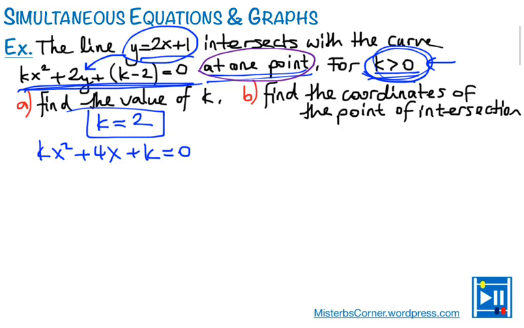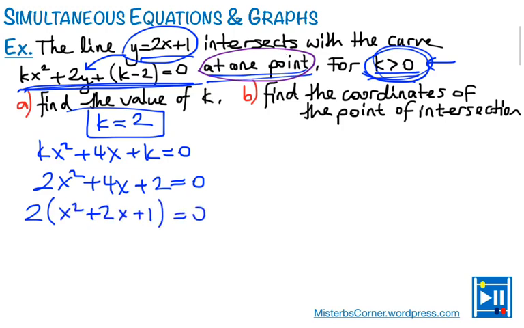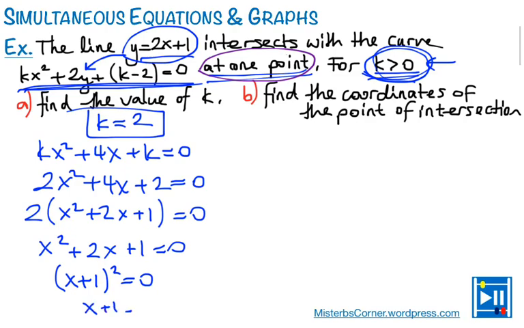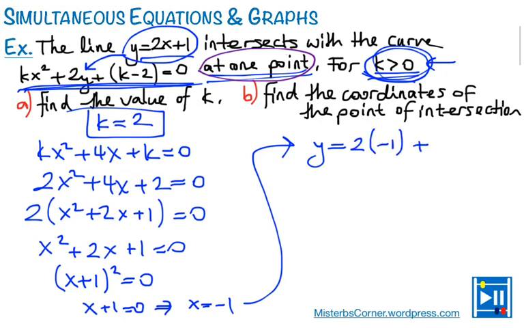Right, so this equation will become 2x squared plus 4x plus 2 equals 0. If you take out a factor of 2, you end up with x squared plus 2x plus 1 equals 0. Of course, you get rid of the 2 later, and you're going to end up with this, which is basically (x plus 1) squared equals 0, where you could find the value of x to be negative 1. So for x is negative 1, y is 2 times negative 1 plus 1, which is minus 2 plus 1, giving me minus 1. So basically the coordinates of the point of intersection are (minus 1, minus 1).